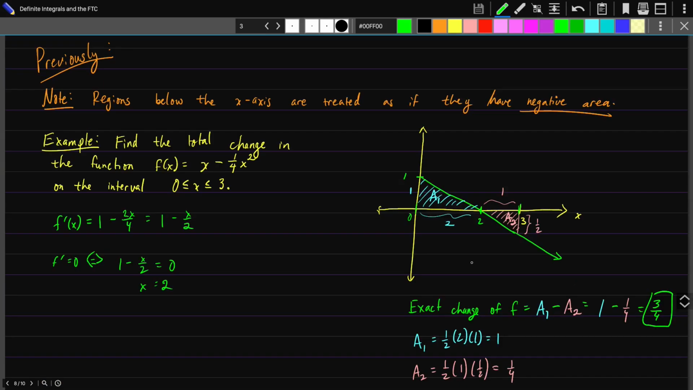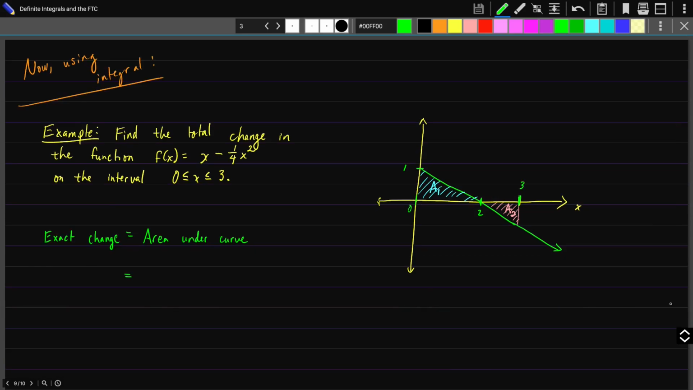So here's another problem that we did before. We wanted to find the total change in the function f of x equals x minus 1/4 x squared on the interval from x equals 0 to x equals 3. So geometrically, we drew a picture like this, and we found out that the answer was 3 over 4. So now I'm going to solve the same problem using an integral.